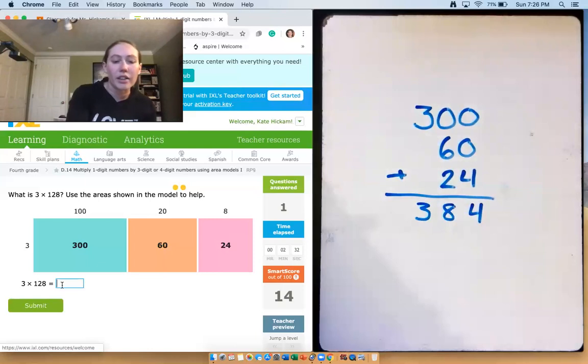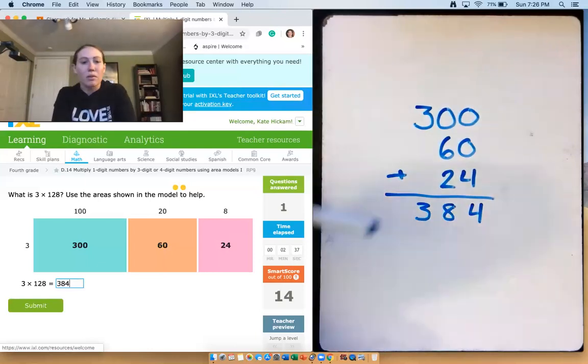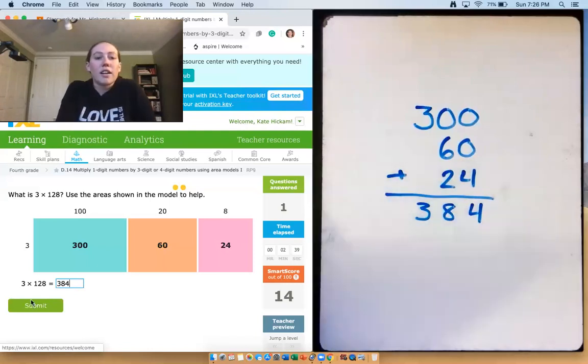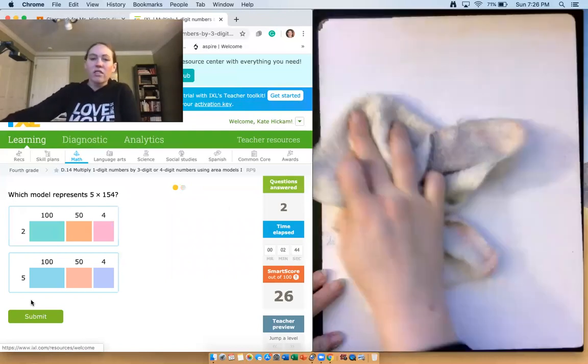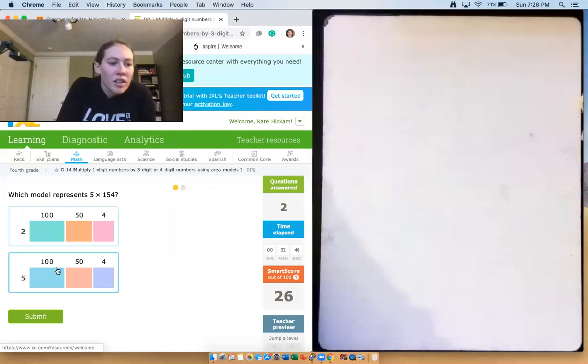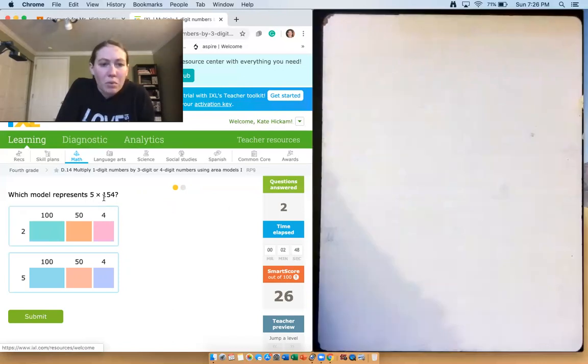I come over here, I enter 384. Before I hit submit, I double check that that is what I wrote here, and I hit submit. Okay, this one we're looking at the model again. I don't even think I have to write this one down. This is 5 times 154.